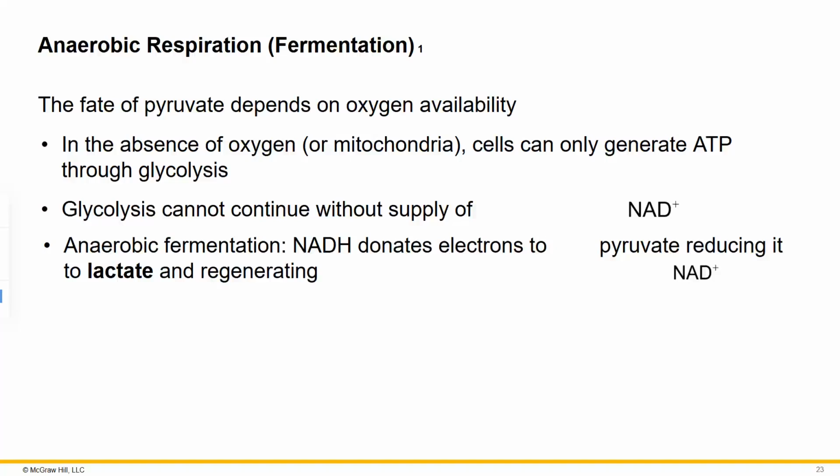So if there's not enough oxygen, that pyruvate is going to go down the fermentation pathway, or the anaerobic respiration pathway. In the absence of oxygen, or mitochondria, cells can only generate ATP through glycolysis. This is not enough to sustain a human life, but it can get us by for a few minutes. Glycolysis cannot continue without a supply of NAD+. In anaerobic fermentation, NADH donates electrons to pyruvate, forming lactate and regenerating NAD+.